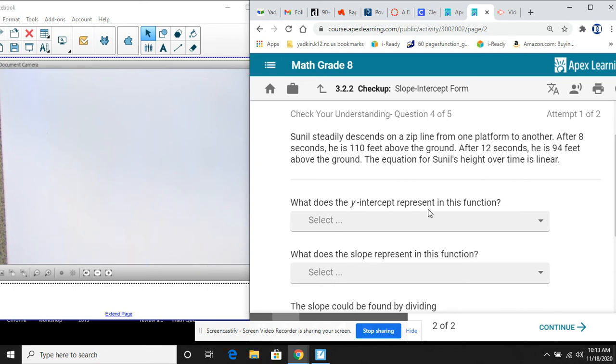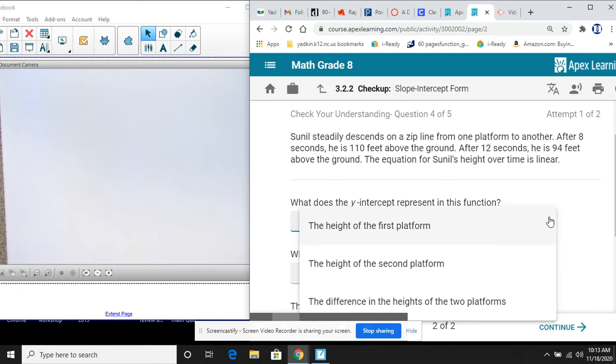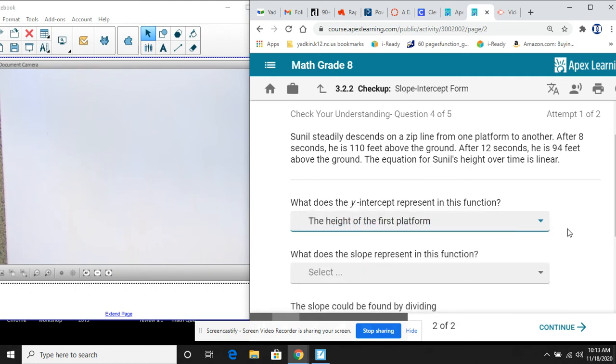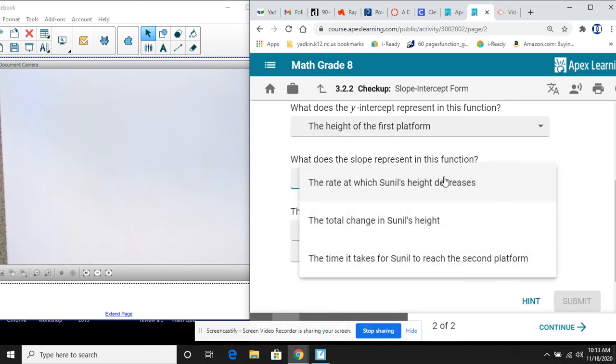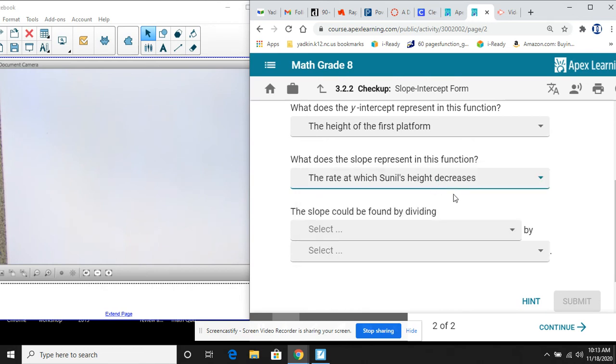What does the y-intercept represent in this function? Remember, the y-intercept always tells you where things start. It says he's going from one platform to another. So it would be the height of the first platform. What does the slope represent in this function? Well, the slope is the rate of change. It's the rate at which his height decreases.